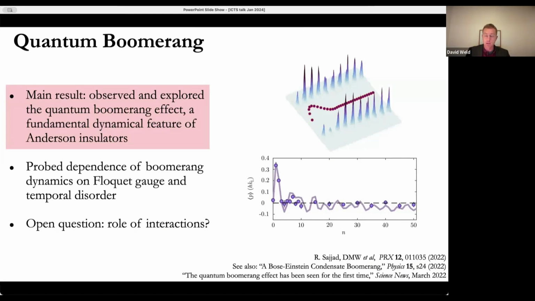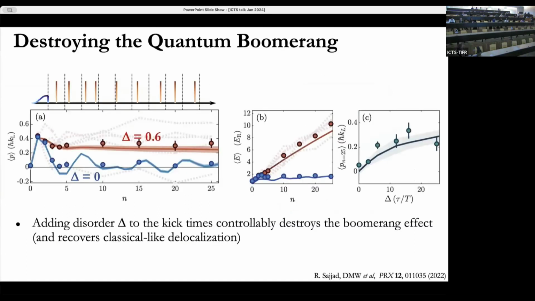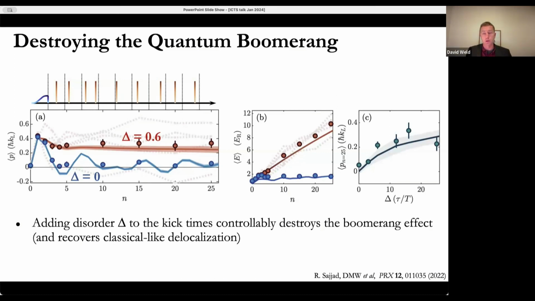Or a reprise of the question that I only partially answered before? Yeah, maybe just a quick other question. When you look at the energy, how it grows as a function of number of kicks, does it also happen when you change the Floquet gauge, or does it only happen when you change the disorder? Good question. No, it only happens when you change the disorder. When you change the Floquet gauge, the system remains localized. It looks basically like the blue curve here, unless you add disorder.